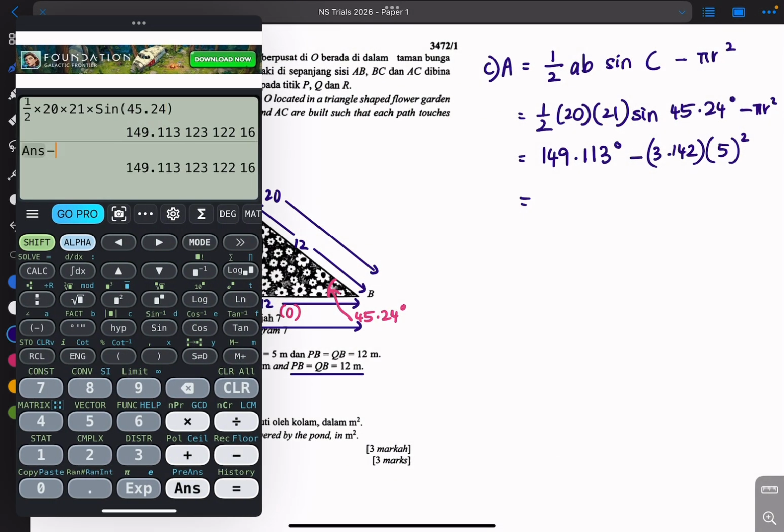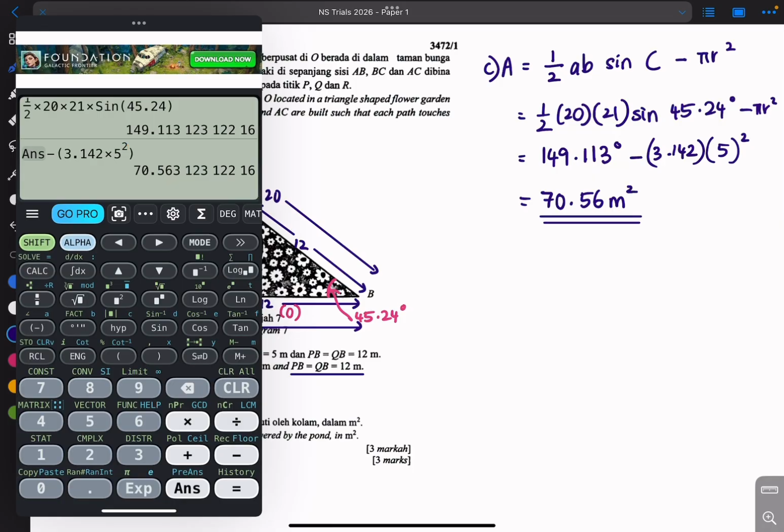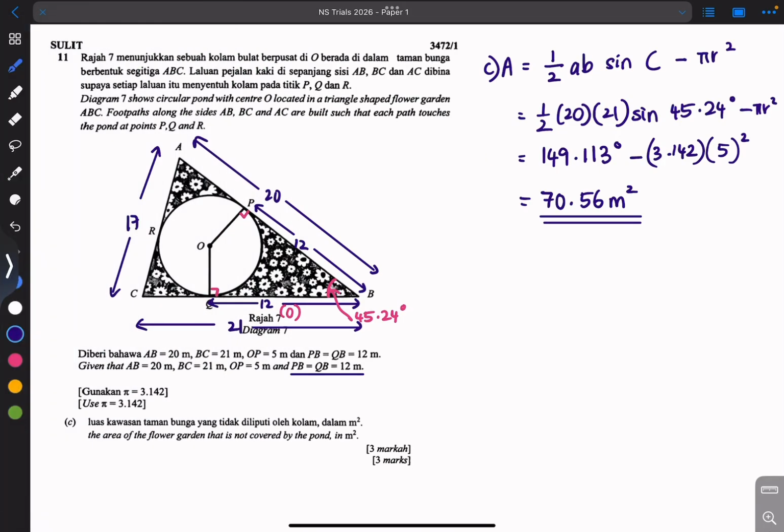So this answer minus pi r square. So our total shaded region is 70.56 meters square. Done. So in an exam, you don't really have to write the units for admits, but you can still write it lah. Okay, so they want us to find the area in meters square, so this will be our final answer. That's it.